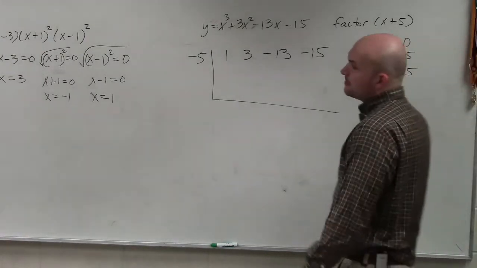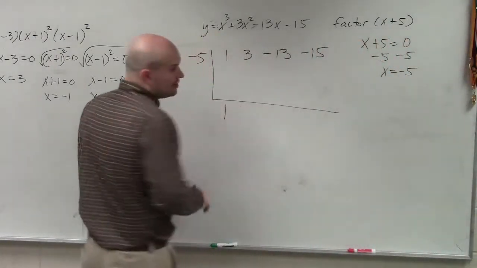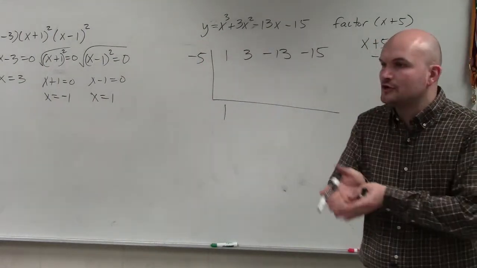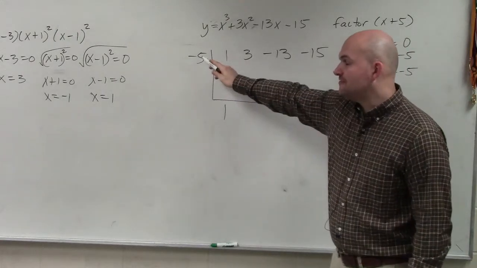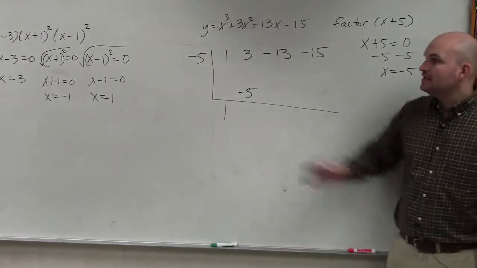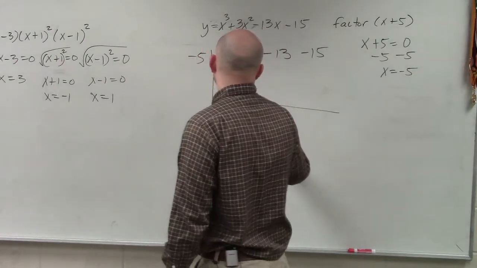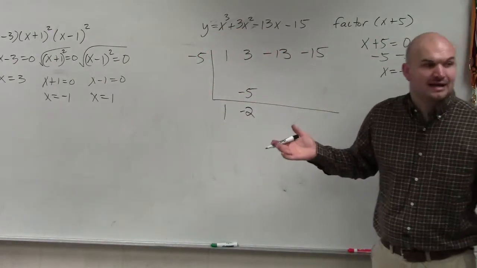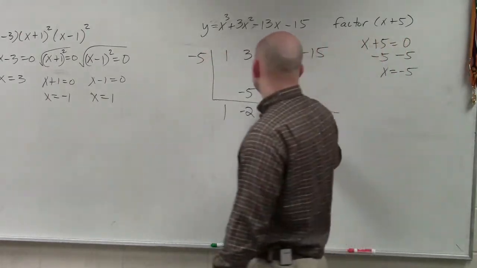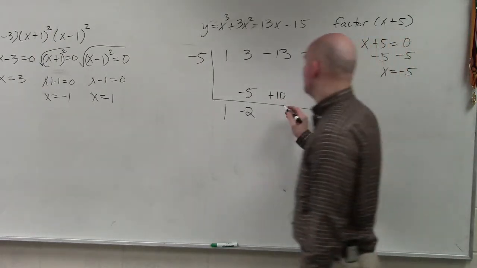If you remember, last class period, the 1 goes down. You bring down the first term. Then you multiply diagonal, add vertical. 1 times -5 gives you -5. Then you add vertical. 3 plus -5 is -2. Just make sure you add vertically. -2 times -5 is now a +10.